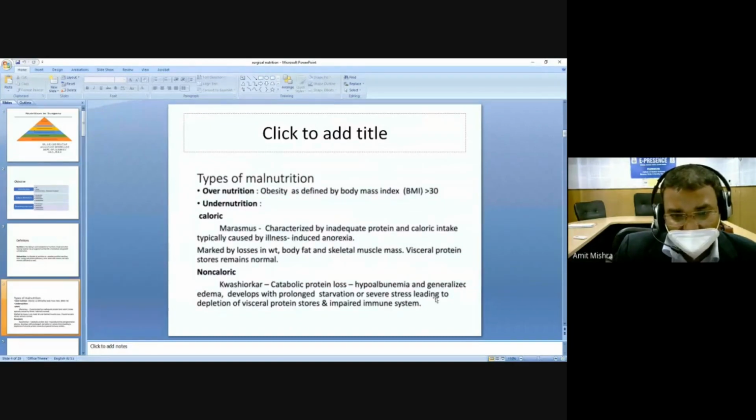So hypoalbuminemia and generalized edema develop with prolonged starvation or severe stress. Severe stress will lead to severe catabolic failure, leading to the depletion of even the visceral protein store and impaired immune system also. So this is a very dreaded situation. Kwashiorkor is a dreaded situation where you find even the loss of the visceral protein store and the immune system is also impaired. As compared to marasmus, in kwashiorkor there is severe protein loss. Even catabolic fever can lead to generalized edema and hyperlipidemia.